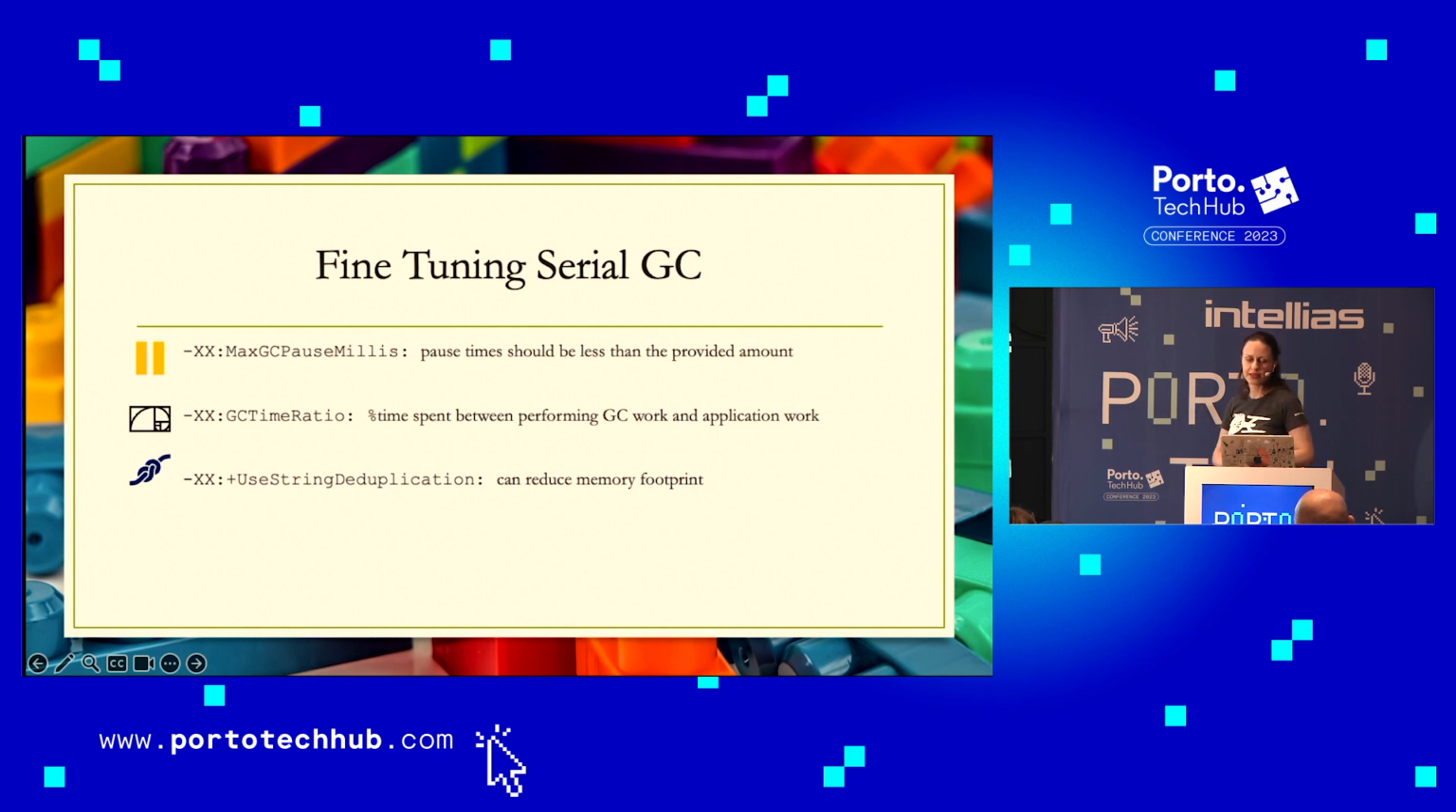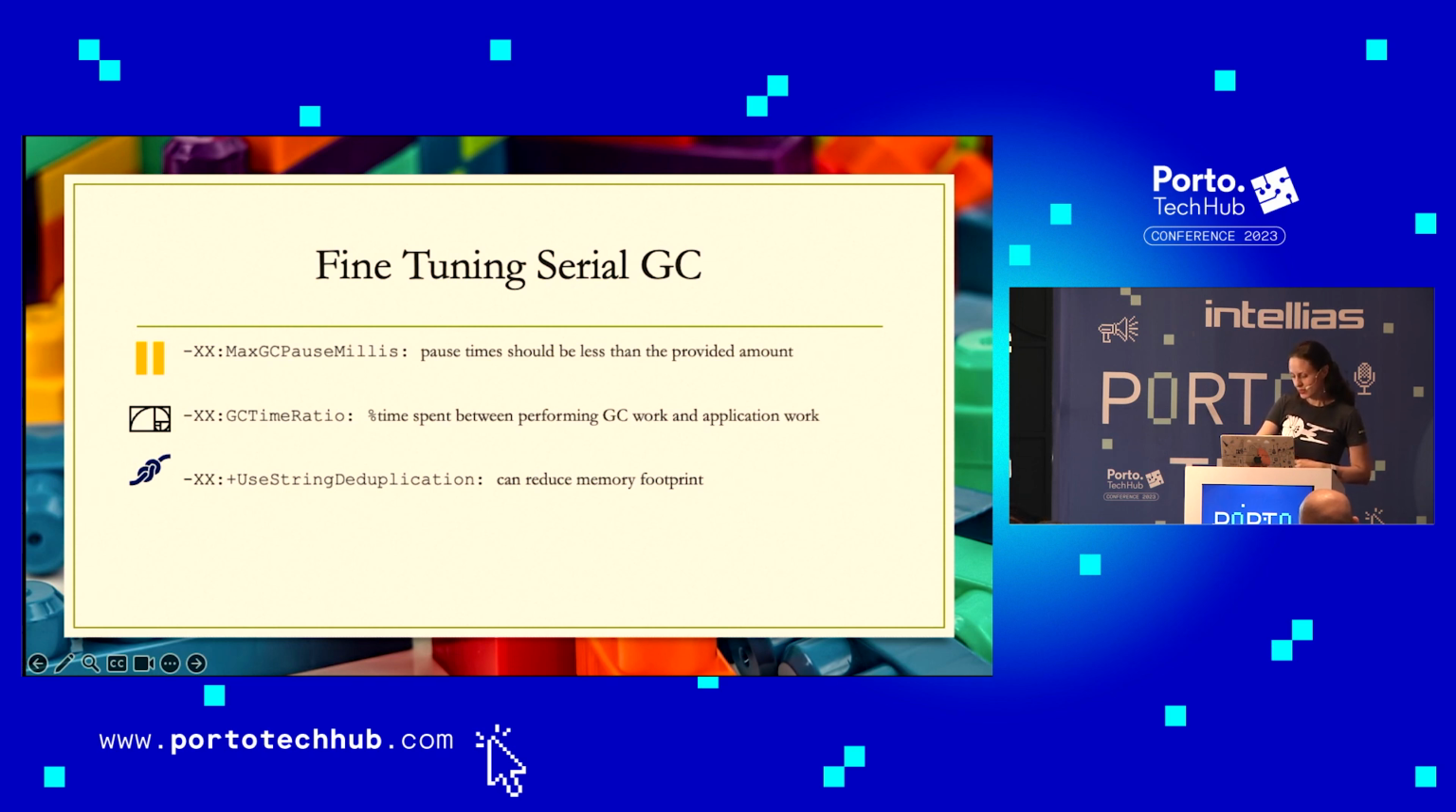Some others have. The GC time ratio, to set the ratio of time spent between performing garbage collection work and application work. And of course, to use string deduplication. Starting with JDK 18, string deduplication was ported also to serial GC as well. So by enabling string deduplication, you can reduce the memory footprint, sometimes by 10% for your application. But this could impact the pause times of your application, so be aware of that.